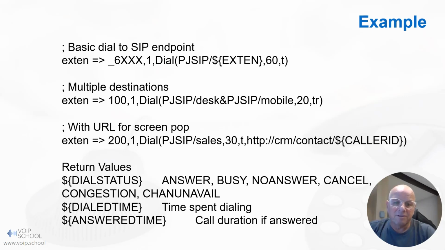There are some values such as dial status: answer, busy, no answer, cancel, congestion, and channel unavailable. We use this dial status to further process the call. So when we are using voicemail, sometimes we check if it's busy or no answer, we send to the voicemail. And so we can take some decisions depending on the result value. Dial time, the time spent dialing, and answer time, the call duration if answered. This variable is set after the call, after the dial application.